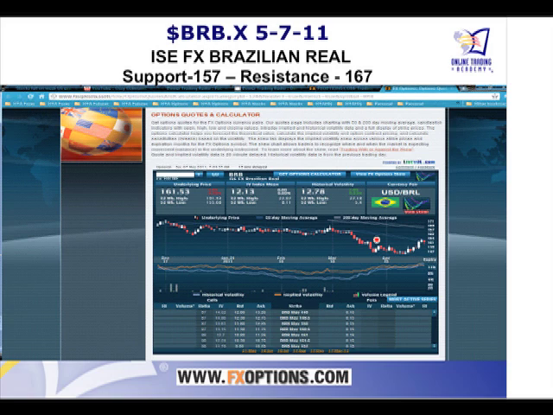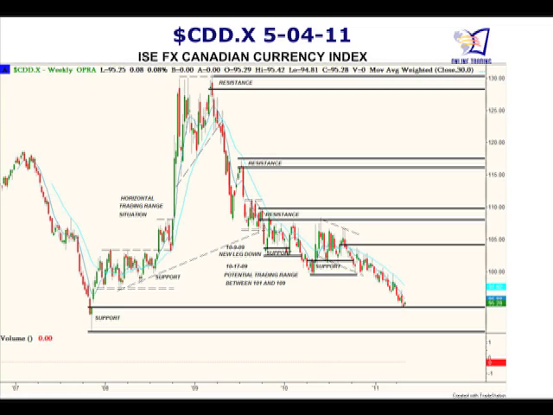The Brazilian real, I would look for support near 157 and resistance near 167. So if the market is going to be sideways between those areas and you have the approval, you can sell the call spreads and the put spreads.